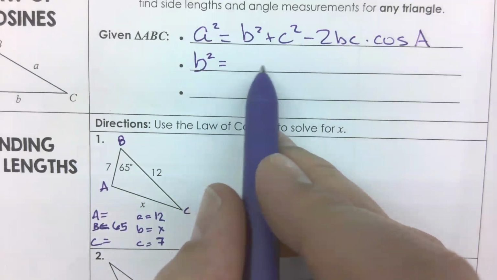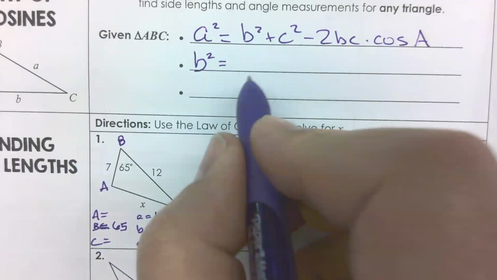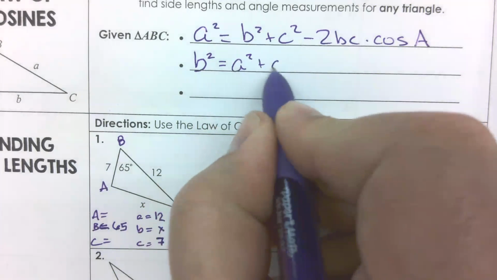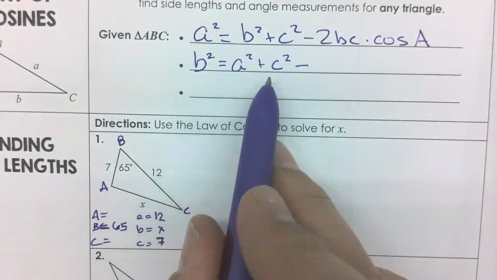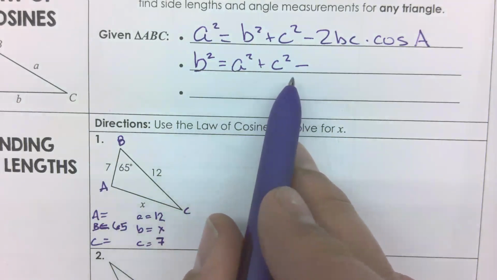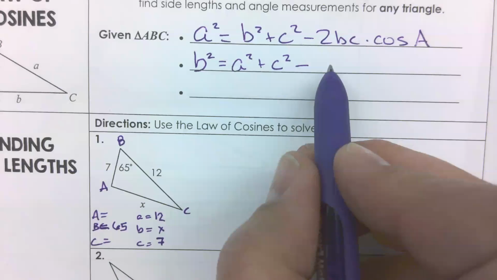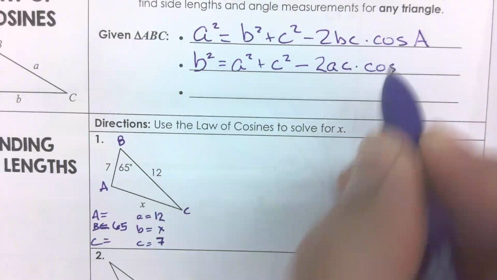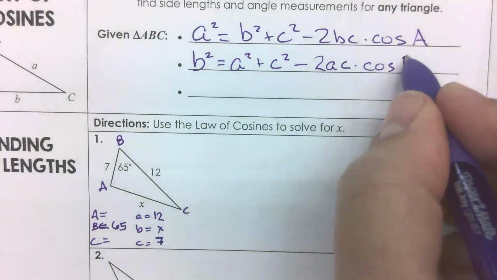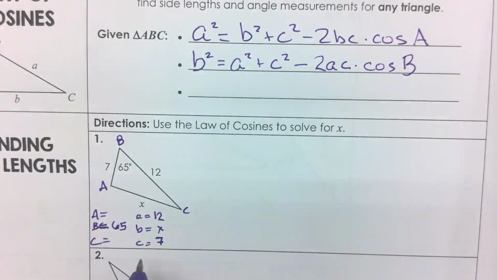Any guesses what comes after? Okay, so B squared equals A squared plus C squared minus 2AC times the cosine of B. Good. Can we get the third one? Don't say it out loud. Try to write it down.